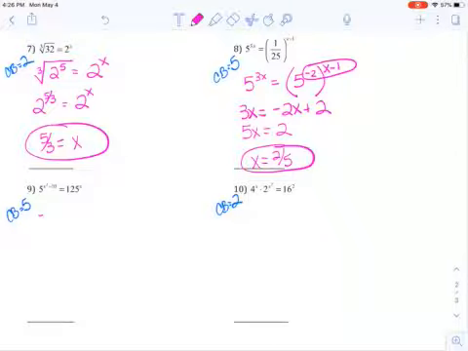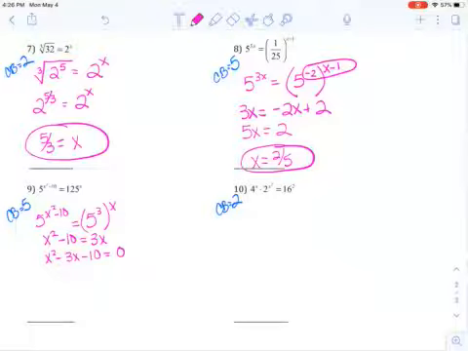My common base is 5, so I get 5 to the x squared minus 10 power. And then 125, like we said before, is 5 cubed to the x power. So x squared minus 10 will equal 3x. Okay, it's a squared problem. When we have quadratics, we don't like to have my squareds and my x's on the opposite side. So I'm going to get everything on the same side. X squared minus 3x minus 10 equals 0.